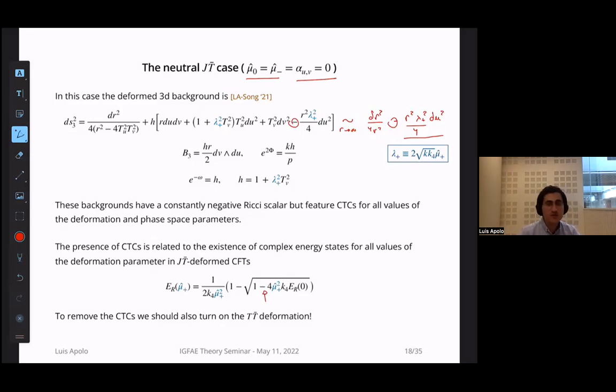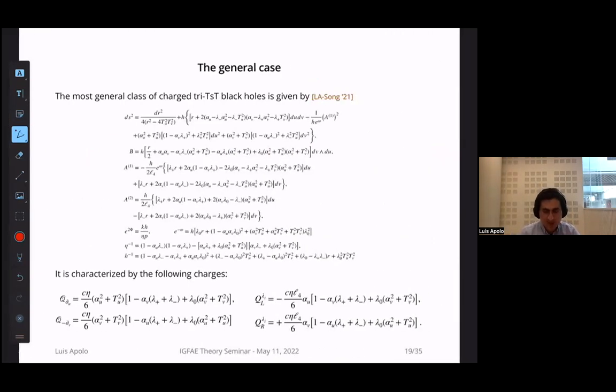And in order to remove this negative sign, and in order to remove the CTCs from the bulk, we should also turn on the TTbar deformation. So this leads us to the most general case, which is quite complicated.